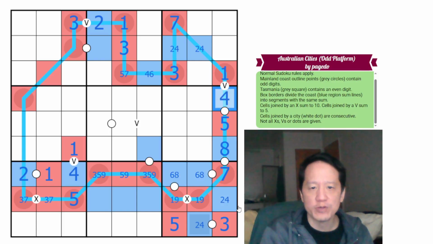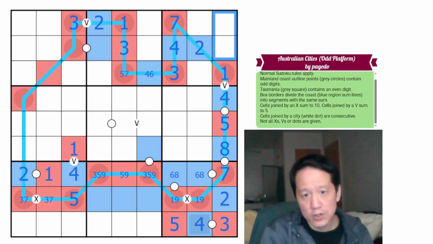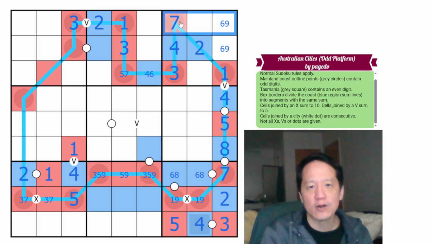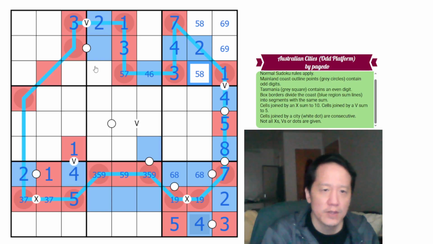This can't be 4 because of this 4, so this must be a 2, which makes this a 4. This 4 means this has to be 2, which makes that a 4. The remaining digits here are 6 and 9, but we're not sure which one's which. And the remaining digits in these two cells, because of the 6, 9 pair in the box, have to be 5 and 8. So this is 5 and 8, this is 5 and 8.